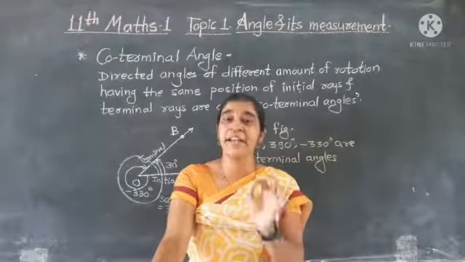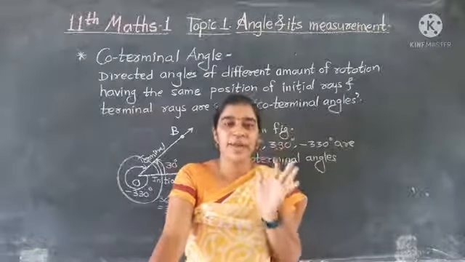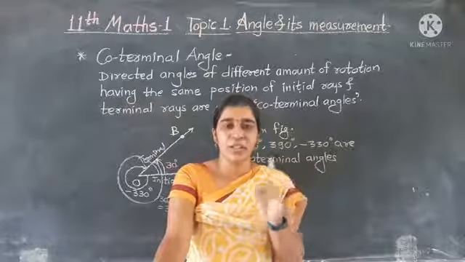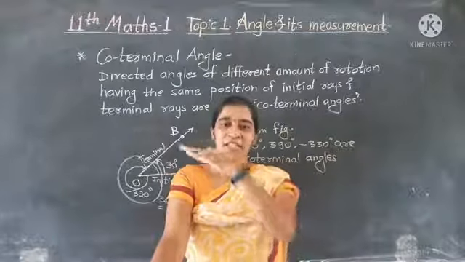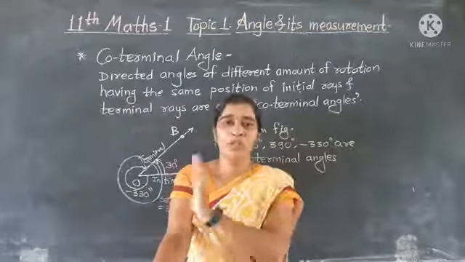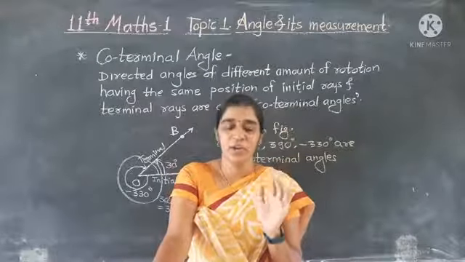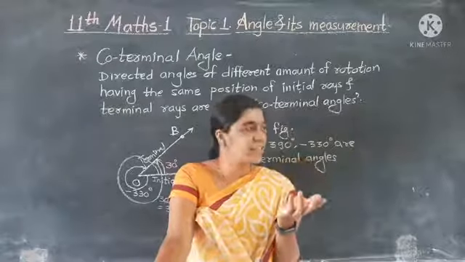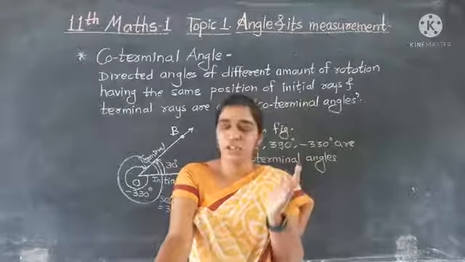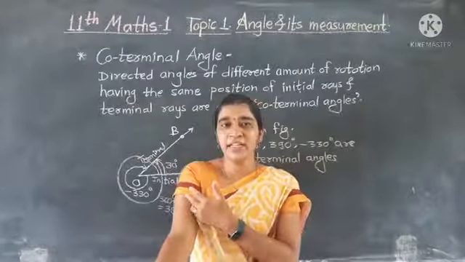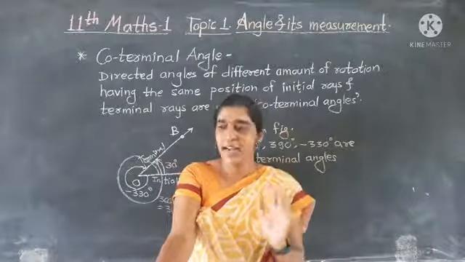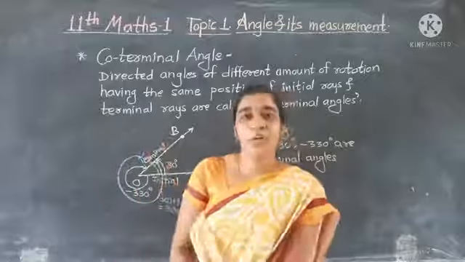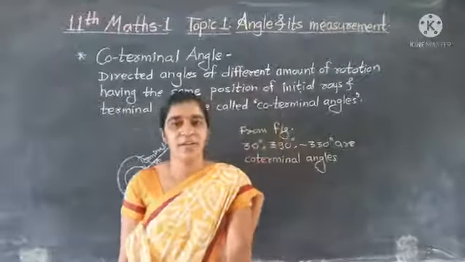Then we saw angles in standard position. How to write angles in standard position? If its vertex is at the origin and its initial arm is on the positive x-axis, then we call the angles to be in standard position. Then we saw angles in quadrant and quadrantal angles. And lastly, we saw what is the coterminal angle.